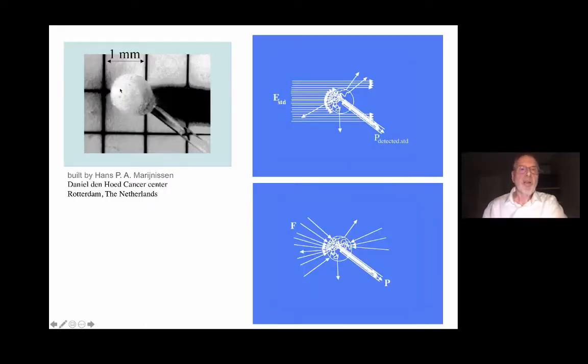This is a 1 millimeter ball of Teflon into which an optical fiber has been inserted. If you place this in water and irradiate it with a known irradiance, the photons will strike the ball and diffuse into the center and then be collected by the fiber and routed to a detector. This can be used to calibrate the probe.